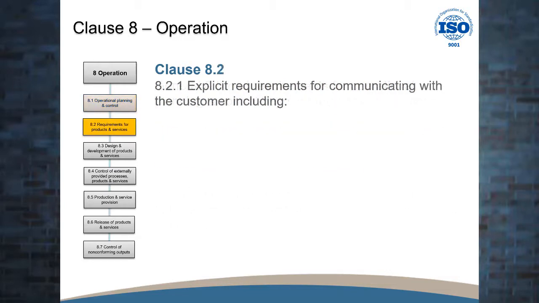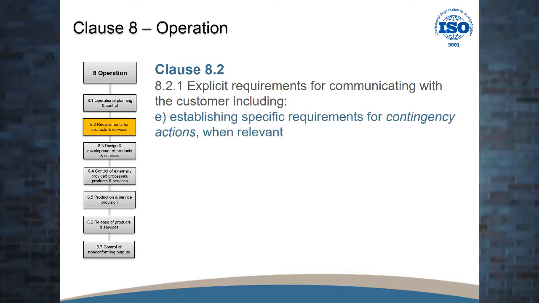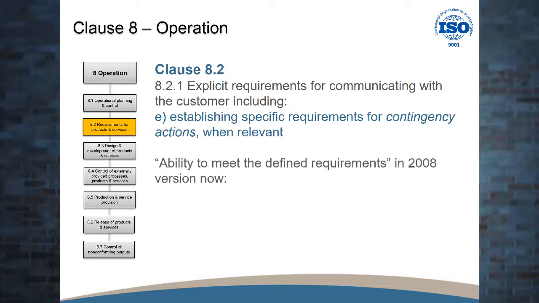So 8.2, which is requirements for products and services, we see at 8.2.1, explicit requirements for communicating with the customer that include establishing specific requirements for contingency action. So when there's something that goes wrong, what are the contingency actions there? It doesn't necessarily say contingency plan, like a longer contingency plan requirement that we see in the automotive QMS, but contingency actions, and that is a new term.